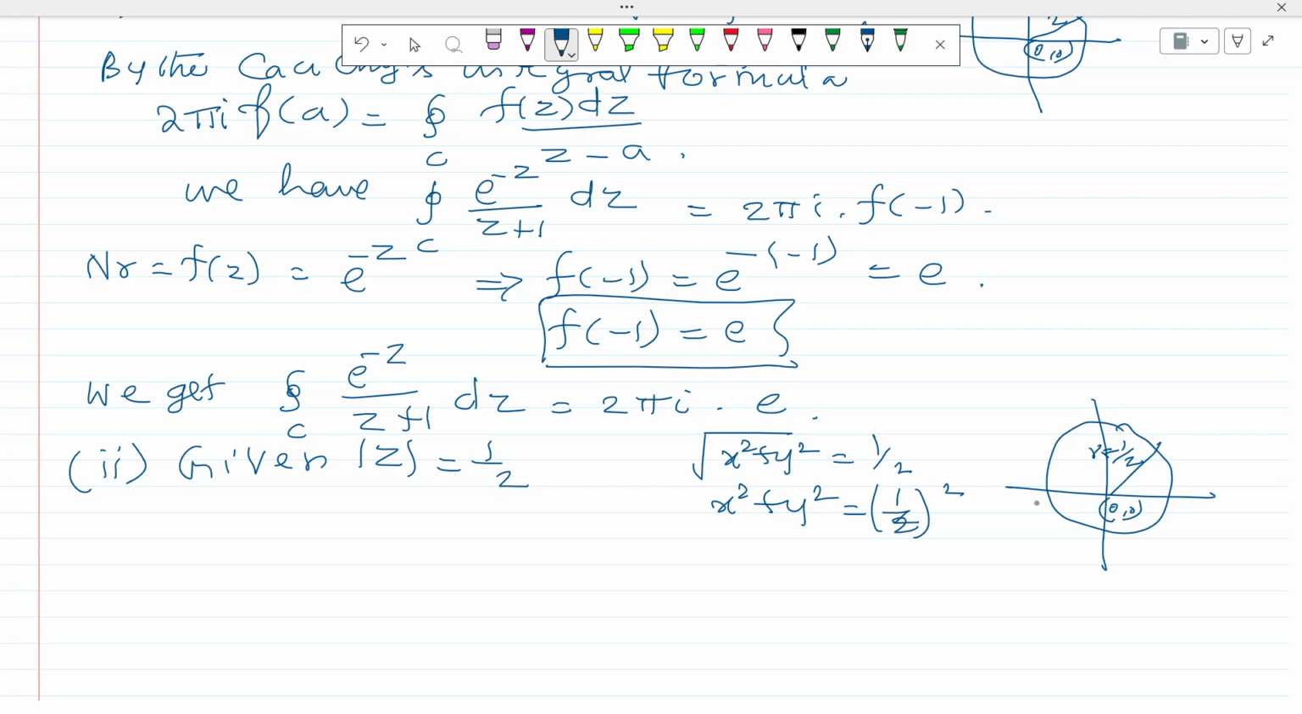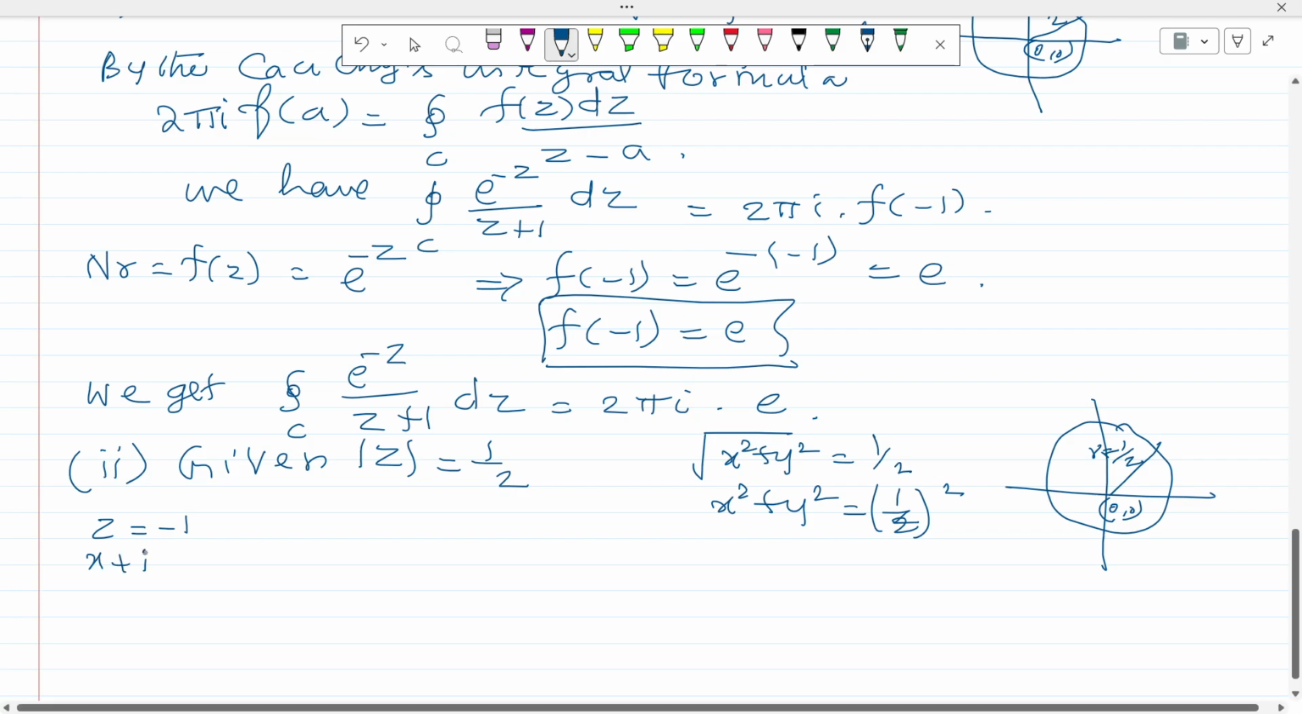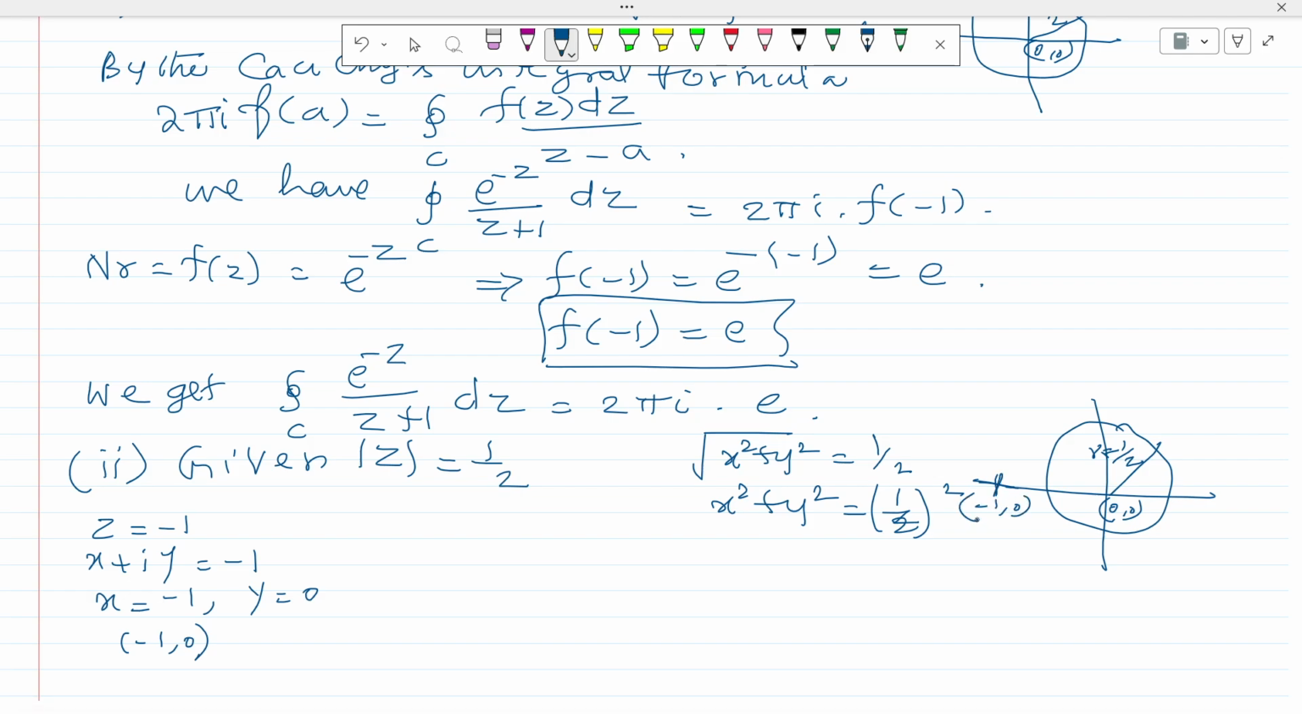But what is z plus 1? z equal to minus 1, right? Where is that z equal to minus 1? Listen, z equal to minus 1 means x plus iy equal to minus 1, so x equal to minus 1, y equal to 0. What is that point? Minus 1 comma 0. Where is that point? Here. Minus 1 comma 0 is outside the circle.